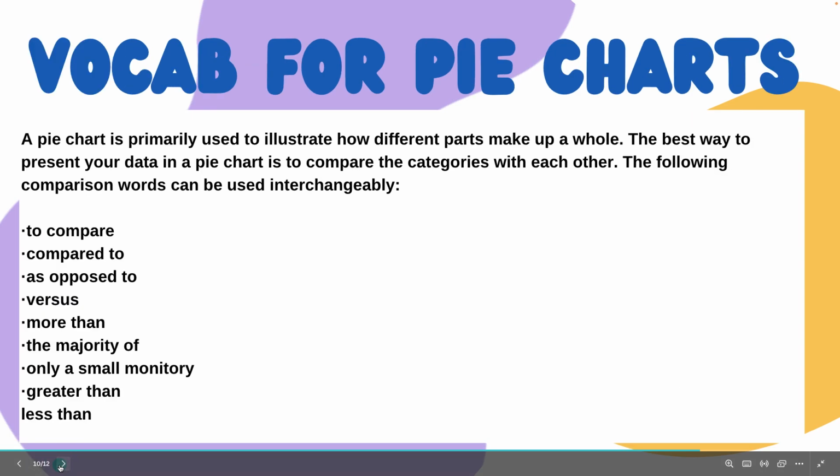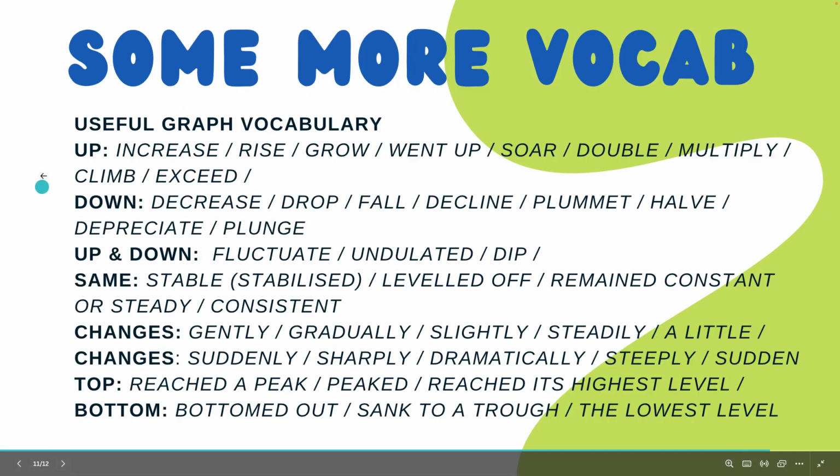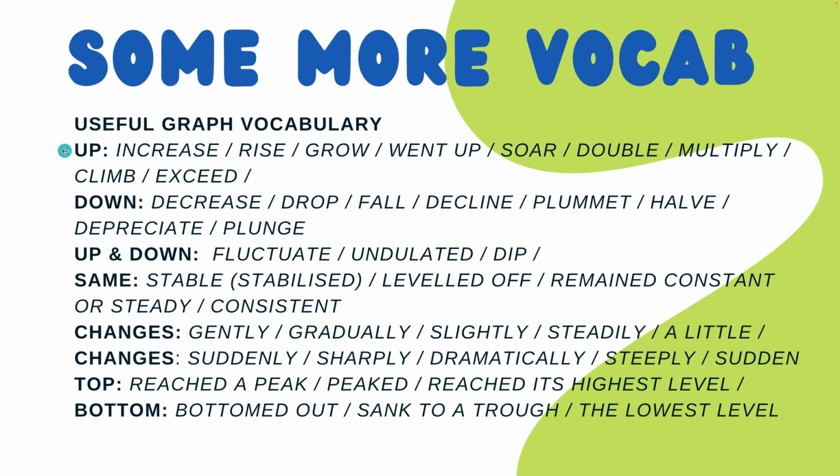Okay, here you have some more vocabulary for pie charts. Okay? To compare, only a small minority, the majority of, etc. Okay, and here we have some other useful vocabulary for you to express if the increase is up, down, etc.